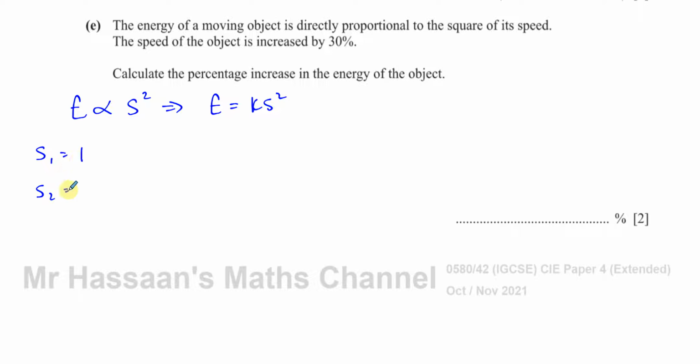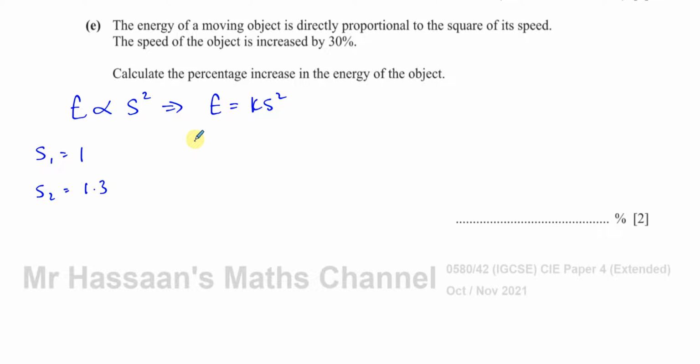Now, if you increase 1 by 30%, then it's going to become 130% of 1, which is 1.3. Add 0.3 to it, add 30% to it. So that means we've increased that by 30%.